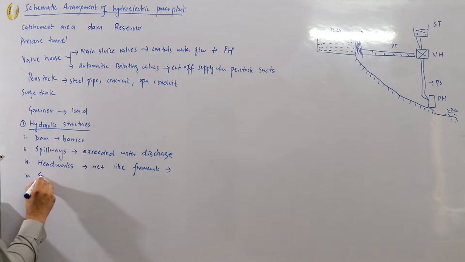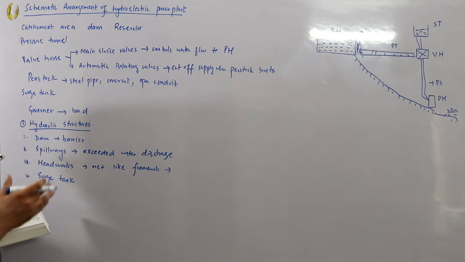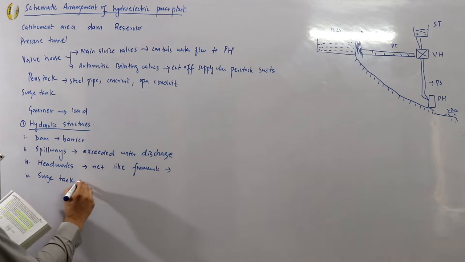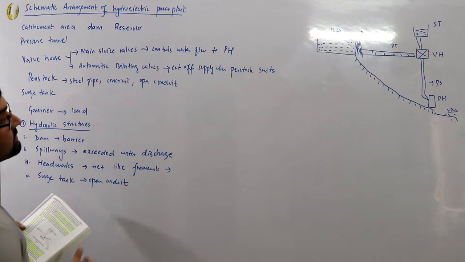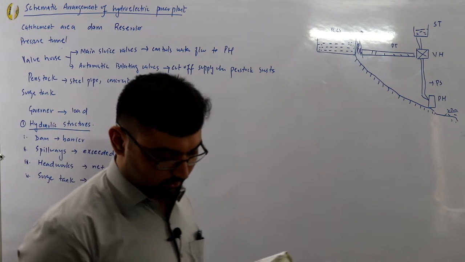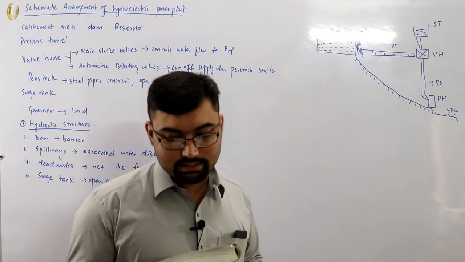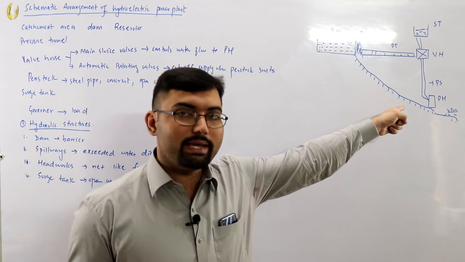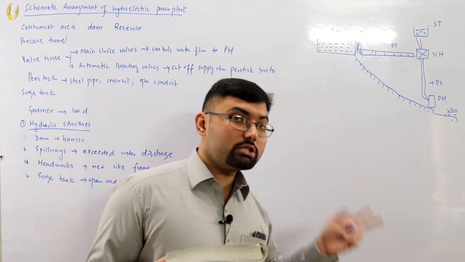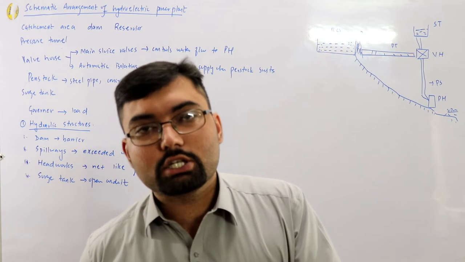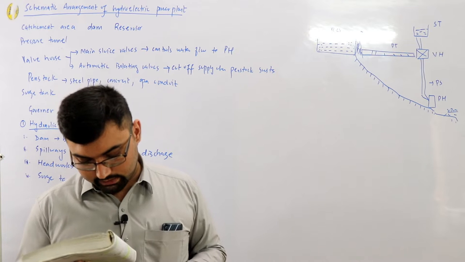Number four is the surge tank. So I told you that this is an open conduit, okay? And this will absorb what? This will absorb the abnormal pressure. Closed conduits are always provided with a surge tank. Now the penstock can also be an open conduit, but normally they are closed conduits. And with the closed conduits, there is always a danger of bursting of the conduit. So you need to have a surge tank with it.